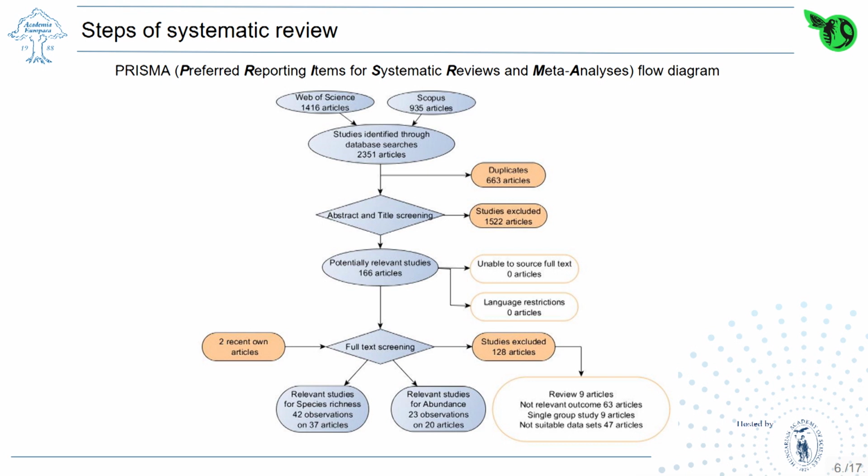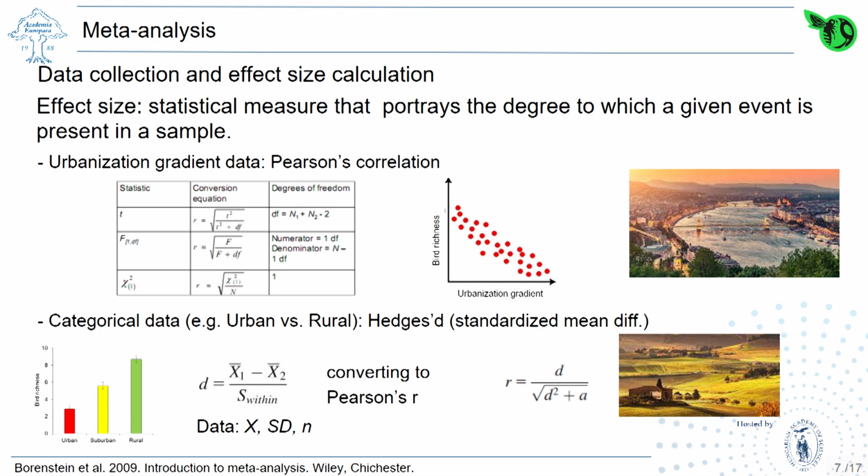And in this study, we landed in 2 data sets, one for species richness and the other for abundance, with a different number of observations from different papers. And then you start with the very sweaty part, the data mining. In this data mining, you collect the data to be able to calculate the effect size. Effect size is basically the statistical measure that portrays the degree to which a given event is present in the sample. So we are interested not necessarily in whether this effect is significant or not, but how strong or how weak it is. And with this calculation of effect size, we put all studies on the same scale.